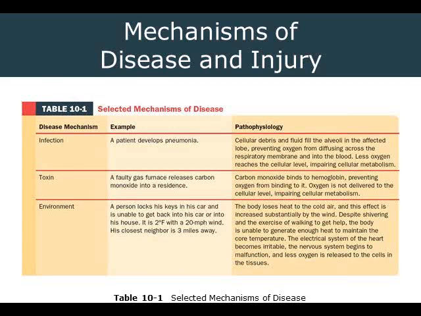Infection. So the patient with pneumonia: the cellular debris in the fluid will fill up the alveoli in the affected lobe. It prevents oxygen from diffusing across that respiratory membrane and into the blood, and less oxygen reaches the cellular level, and that impairs metabolism. Not to mention the toxins that are still floating around through the body, which can get to other places and cause other infections. We can also have that cellular debris start to clog up the kidneys, and it can become a big mess real quick.